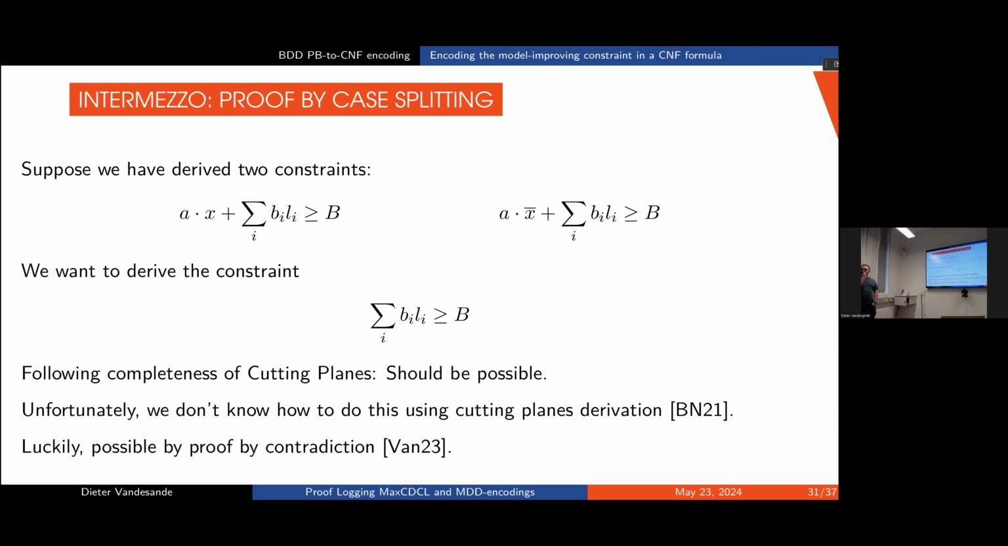And maybe paging the theoreticians. Suppose you have cutting planes, I can give you division, I can give you also saturation. Again, by implication completeness, there is a derivation, simply by case analysis. Either X is true, well, then the constraint on the right tells you that the sum over the B's is at least capital B, or X is false, and then the constraint on the right tells you the same thing. So there is a cutting planes proof of this, right?